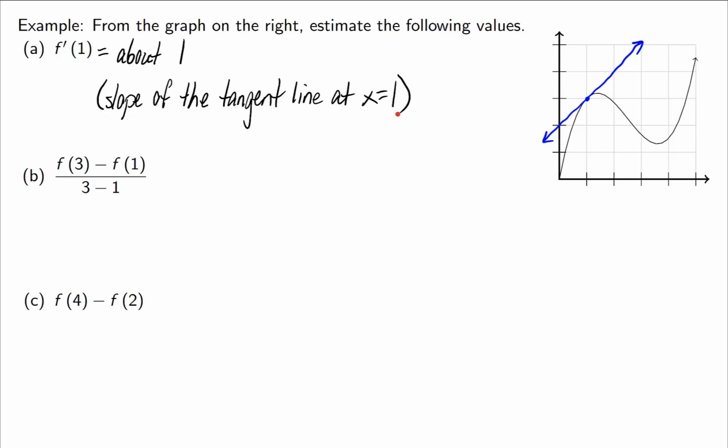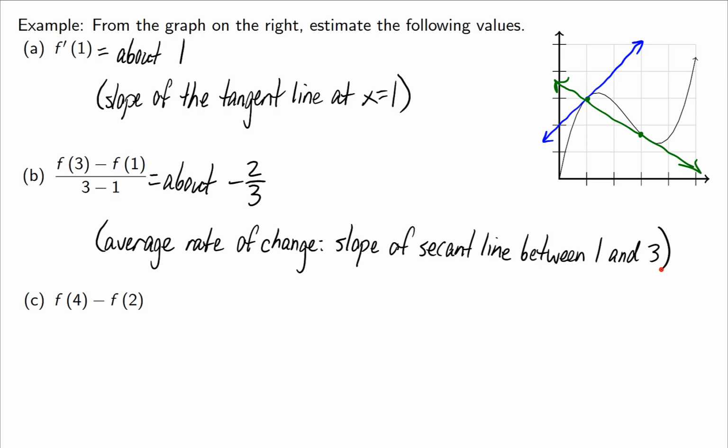Next, f of 3 minus f of 1 over 3 minus 1 is actually an average rate of change. The average rate of change took 2 points and then found the slope of the secant line that passed between them. So I'll take a point at 1 and a point at 3, and then I'll draw the line that passes between those 2 points. This one looks like it is about -2/3. And again, that is the average rate of change, where we calculated the slope of that secant line between 1 and 3.